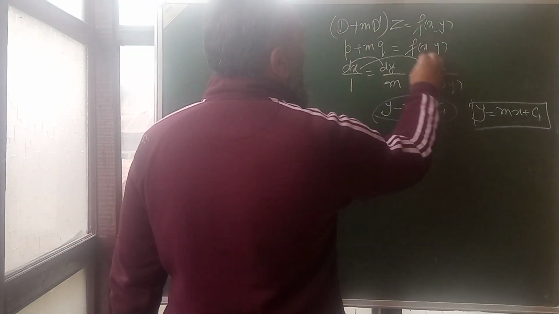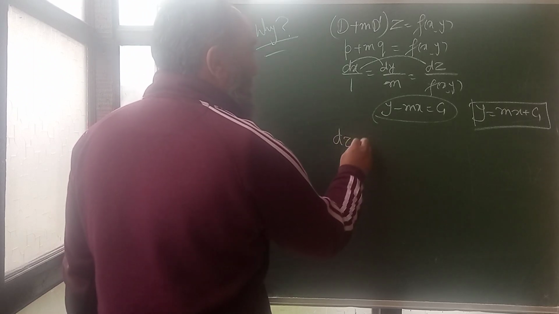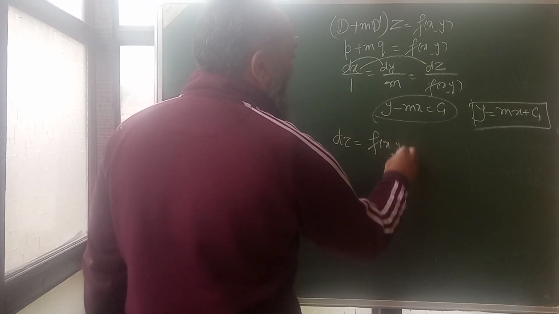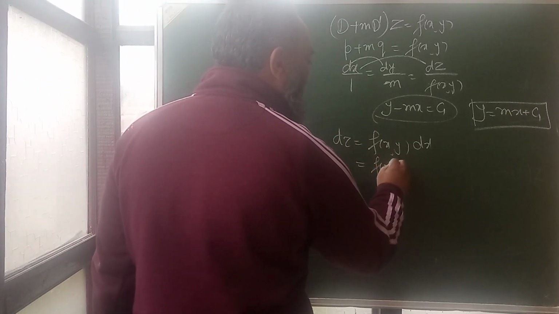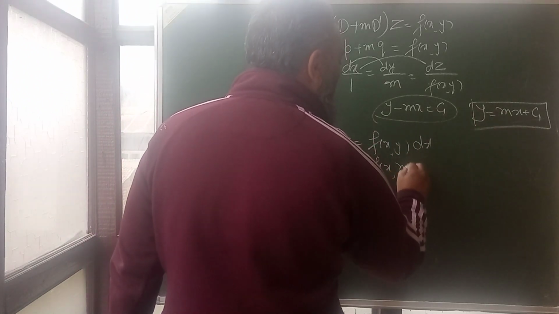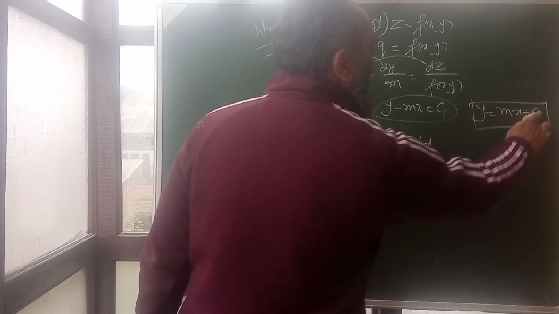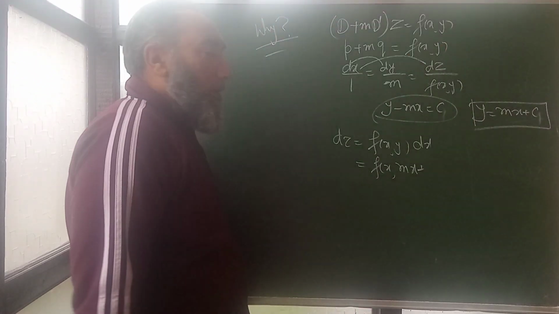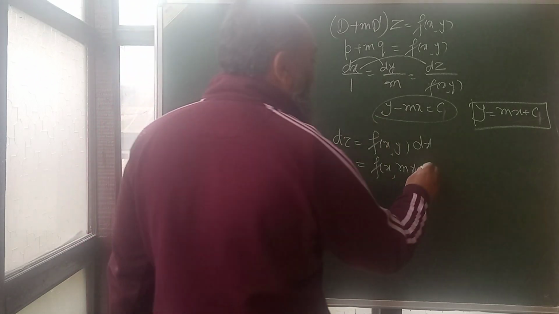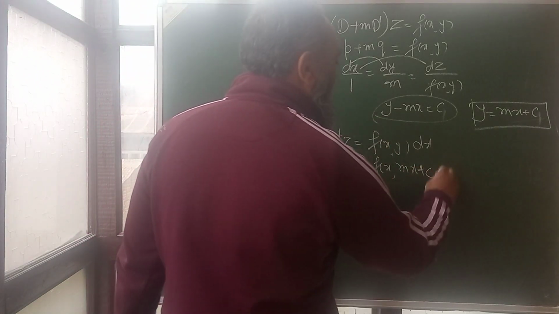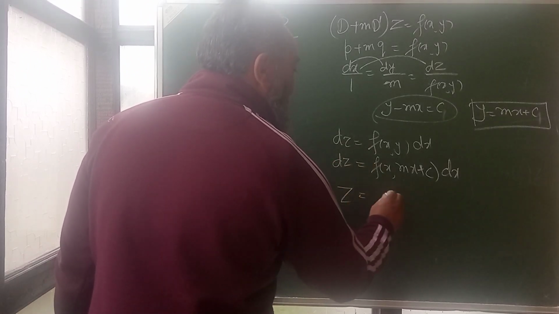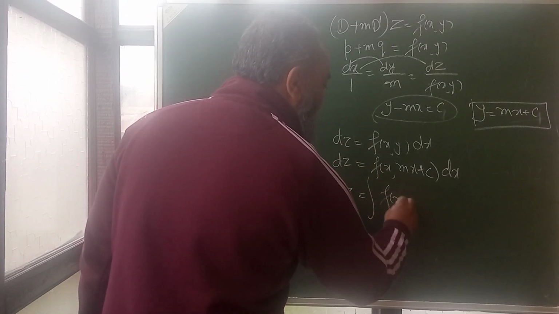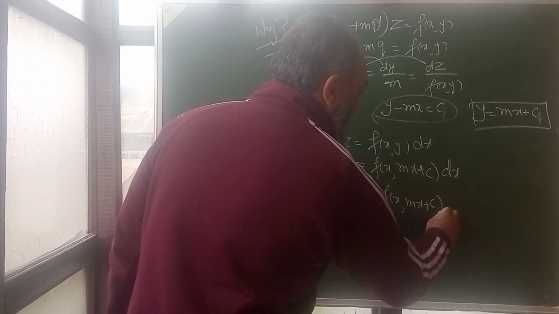Here, now let me take up these two. I will get dz equals f of x, y, dx. Now in order to integrate it, what I have to do? I have to use y. y is mx plus c or c1. Let me write c only so that you can compare it with what I have said earlier, mx plus c dx. So this is your dz. So dz is the integral of f of x, mx plus c, dx.